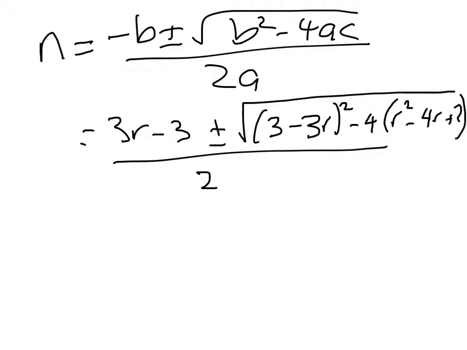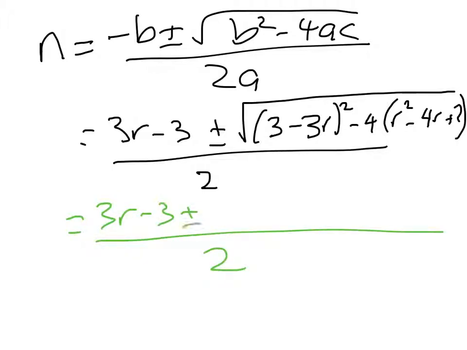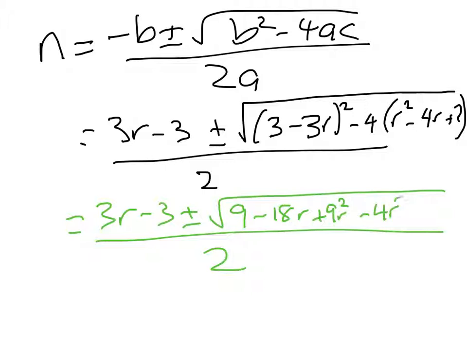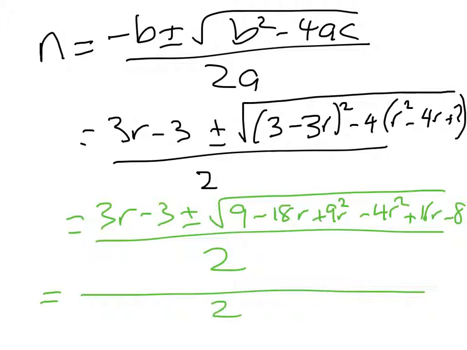Okay, so that's this. Where's the pen gone? Here we are. Okay, so 3r minus 3, put down a denominator, plus or minus the square root of 9 minus 18r plus 9r squared, minus 4r squared, plus 16r, minus 8. Right, sorry guys, this is not exactly a work of art.